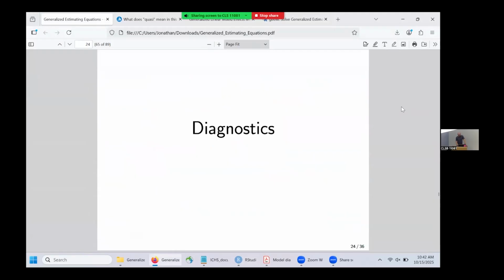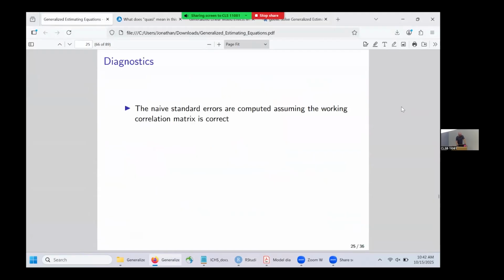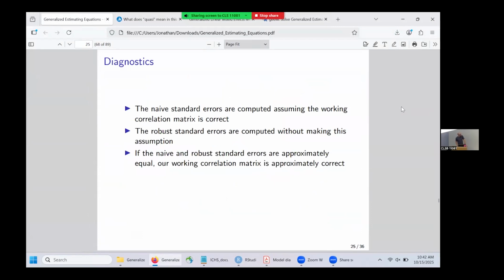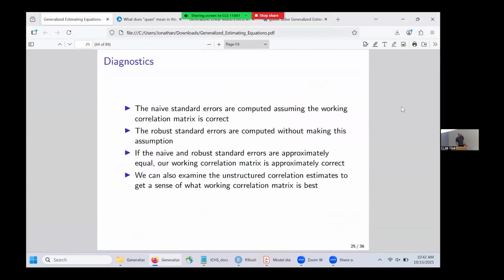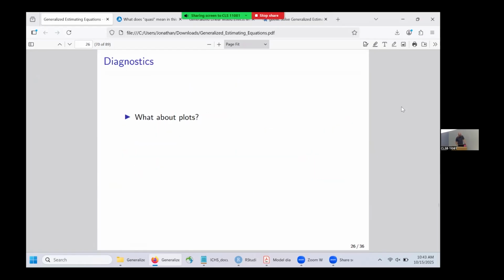Diagnostics. Like I said earlier, the naive standard errors are computed assuming the working correlation matrix is correct. Robust standard errors are computed without making this assumption. So if they're approximately the same, our working correlation matrix is approximately correct. We can also examine the unstructured correlation estimates to get a sense of what working correlation matrix is best. If we estimate all of them and they seem to be pretty similar, we could simplify our model and use an exchangeable working correlation matrix.